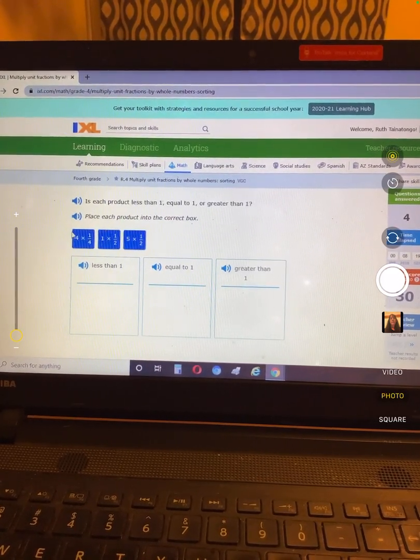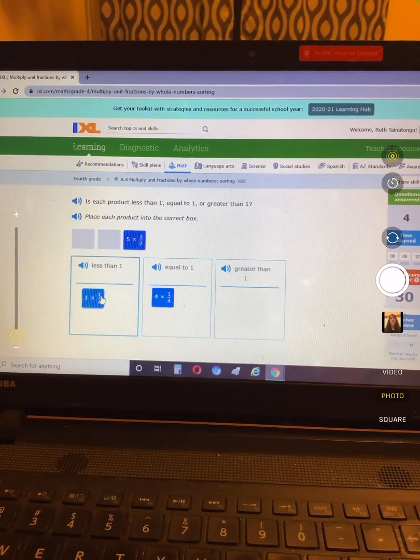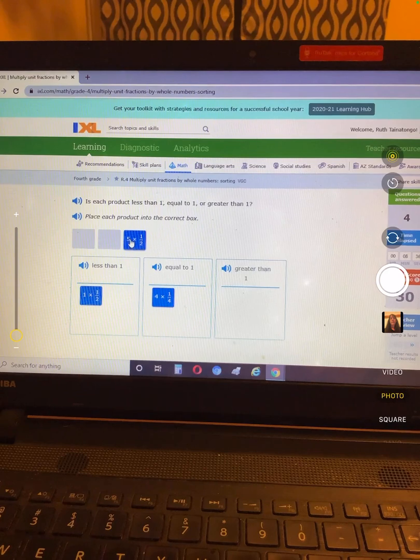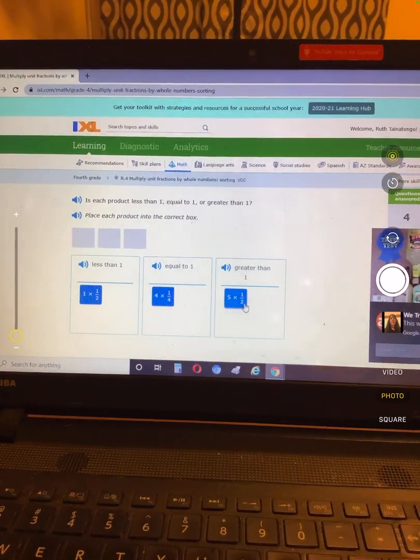Okay, take this number, put it on top. 4/4. Oh, they're the same, so they're equal. Put this number on top. 1/2. 1 is less than 2, so it's going to go there. Less than 1. 5 halves. 5 times 1 is 5. 5 is greater than the denominator, so it goes there.